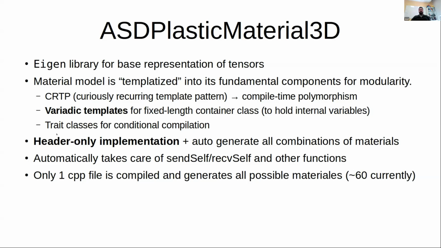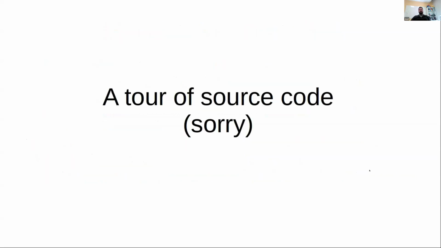So we have a header-only implementation of plasticity, which in addition to automatically generating all the combinations of materials, can generate a vast class of these materials. And this automatically takes care of things that previously, in the previous standard, we could not take care of, like the send self and receive self functions for parallel processing. So in terms of number of CPP files, ASDPlastic is one CPP file that is compiled and generates all possible materials, up to 60 or more combinations currently.